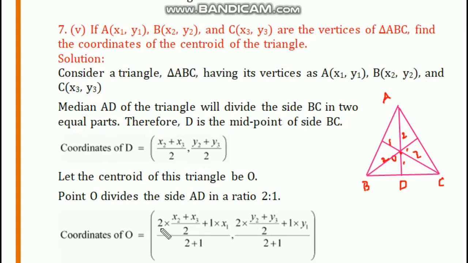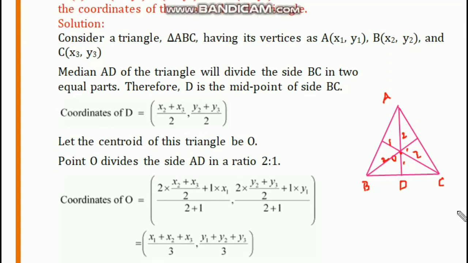Here I am going to use the section formula. So already you know the section formula: (mx2 + nx1) divided by (m + n), comma, (my2 + ny1) divided by (m + n). By using that formula, here I am going to find out the centroid.